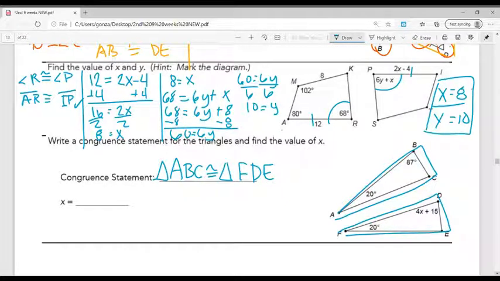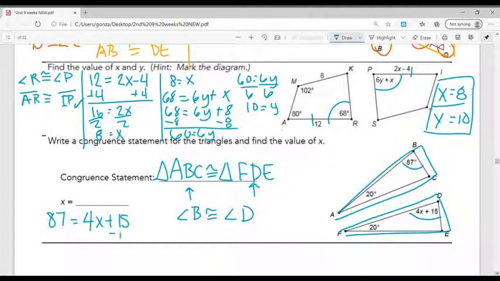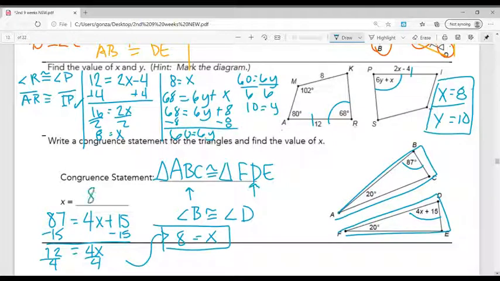And now we have to find x. We know that since they're in the same position, angle B is congruent to angle D. So angle B is 87 and angle D is 4x plus 15. So that's how we're going to find the x. So 87 equals 4x plus 15. Subtract 15 from both sides. 4x is going to be equal to 72. Divide both sides by 4. And you get x equals 18 as your solution. And that is that example.